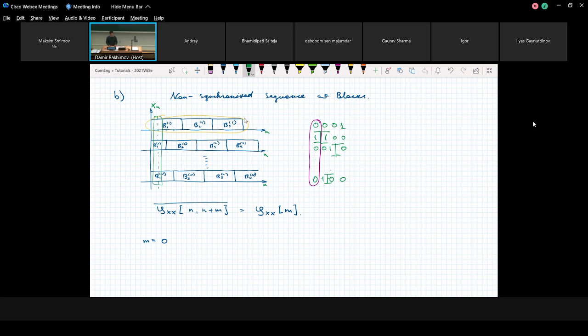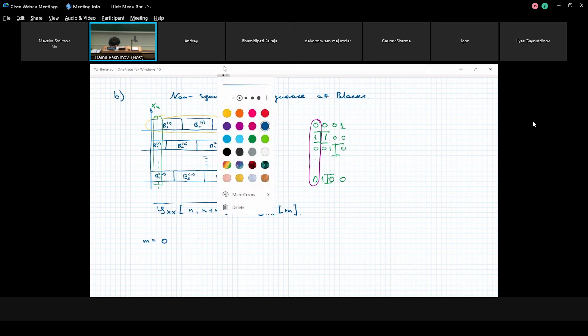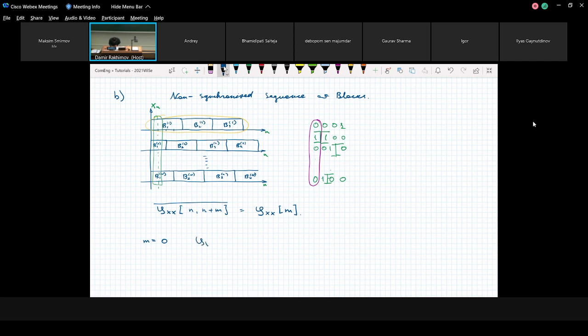We have random shift, but we're talking only about the first moment. We're talking about the case when shift equals 0, only m equals 0, but not for all the others. For the rest, we have different results. For m equals 0, we say that this averaged autocorrelation equals 1 over 4.